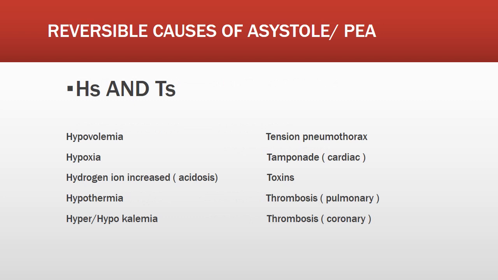The reversible causes which need to be discussed and treated in asystole and pulseless electrical activity are H's and T's. In H you have hypovolemia, which is the most common cause, by the way, then hypoxia, hydrogen ion increase, that is acidosis, hypothermia, hyper or hypokalemia. And the T's include tension pneumothorax, tamponade, toxins, pulmonary thrombosis and coronary thrombosis. If you are not going to treat these causes, then it's useless to do CPR.